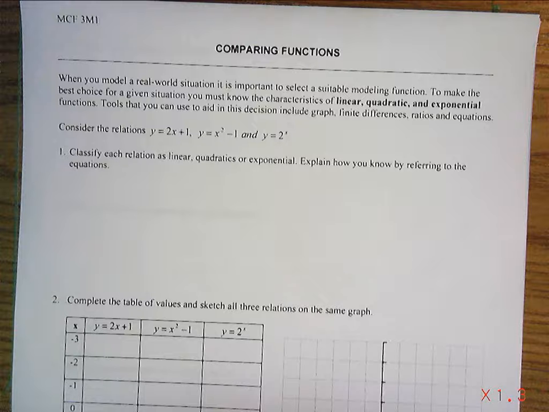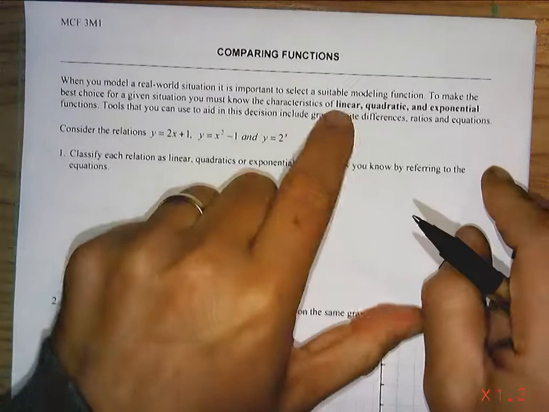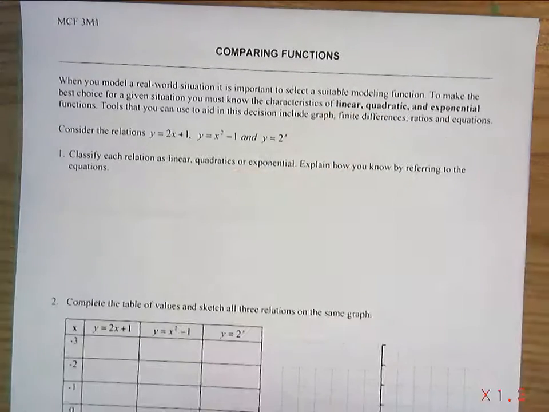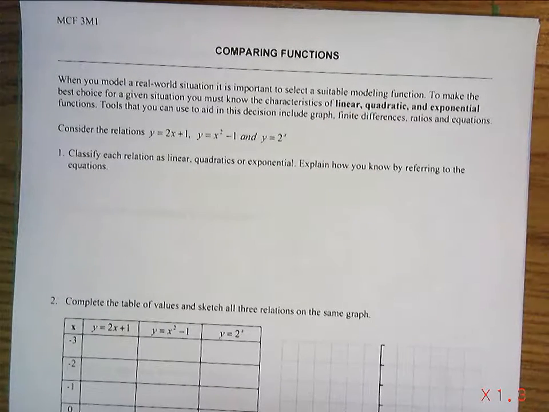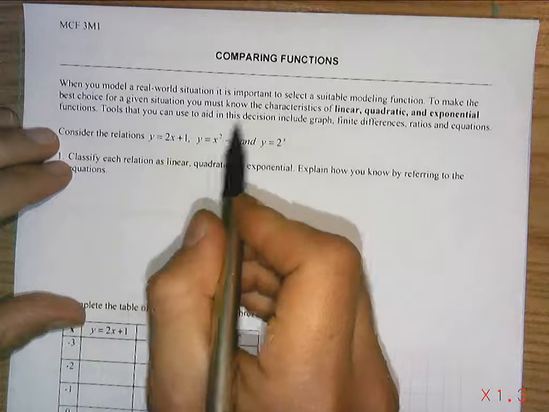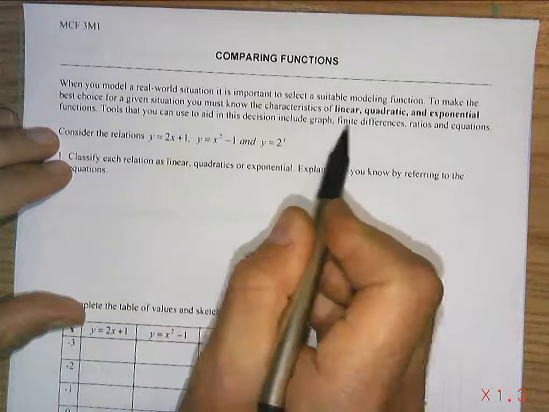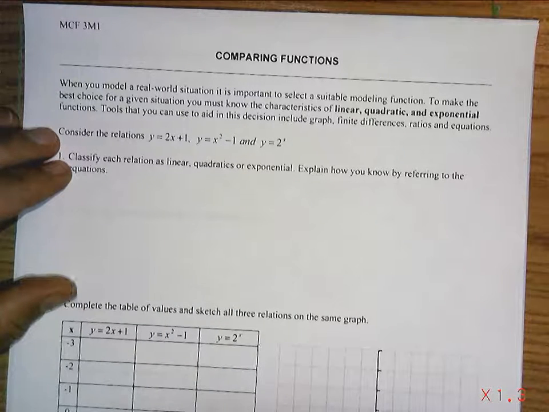To make the best choice for a given situation, you must know the characteristics of the function. So in other words, if you're going to figure out whether you should use a linear, a quadratic, or an exponential function, then we need to know what the characteristics are of those functions. Tools that can aid you in this decision include graphs, finite differences, ratios, and equations.